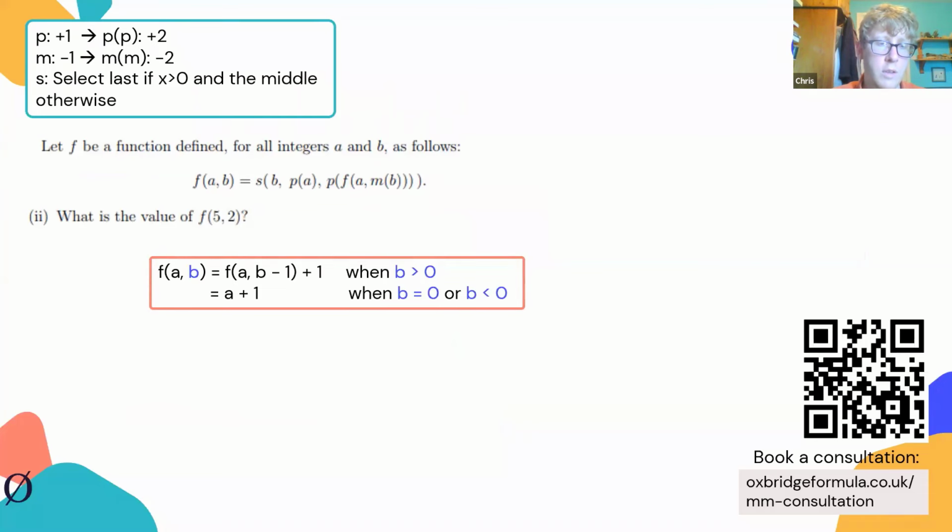So we're asked to find the value of F of 5 and 2. So we're just going to use the form we just wrote F in. By the way, it would be an absolutely good idea to literally write it like this in your answer and start from there. So let's plug in A equals 5 and B equals 2.